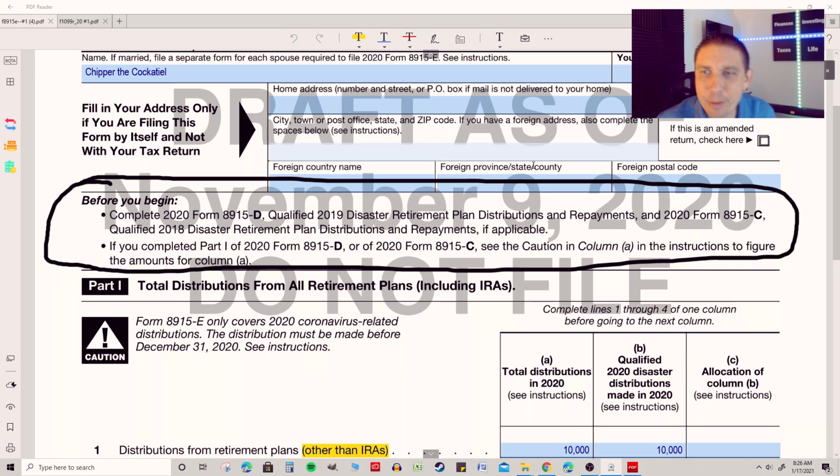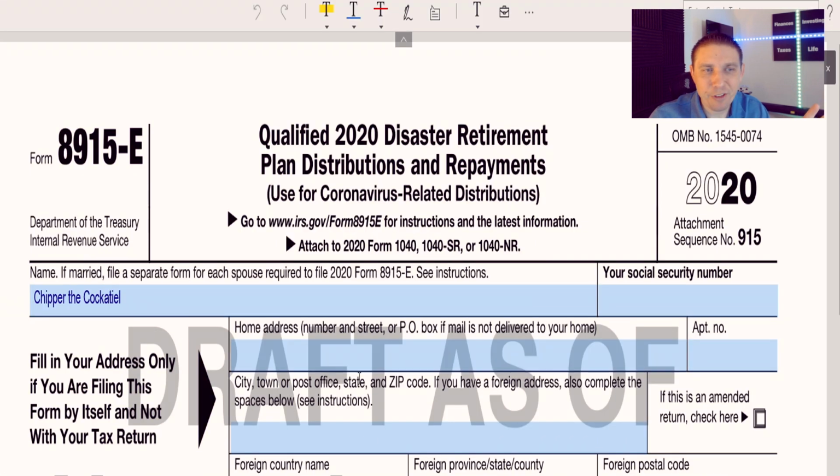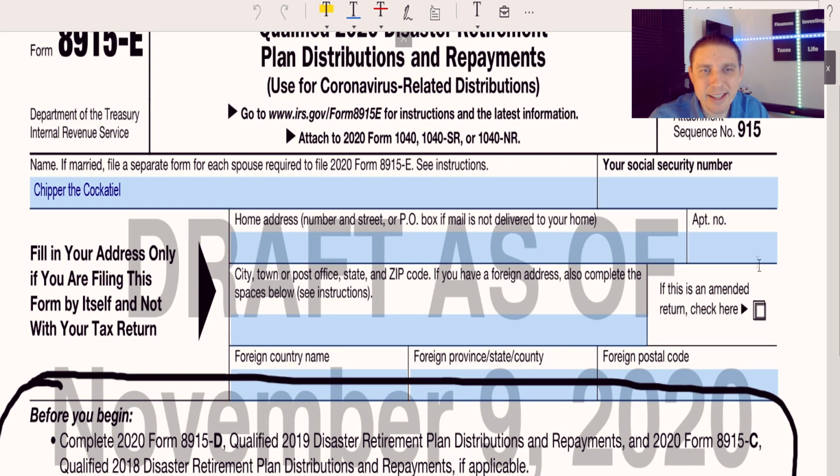Okay, here we go. Two examples of using Form 8915-E, which is what you're going to use when you're filling out your taxes if you took a COVID-related distribution out of your retirement plan, out of your 401k, out of your IRA. You're going to fill out your name and address information up here. I'm not going to fill all this out in the example. You guys get the idea about that.